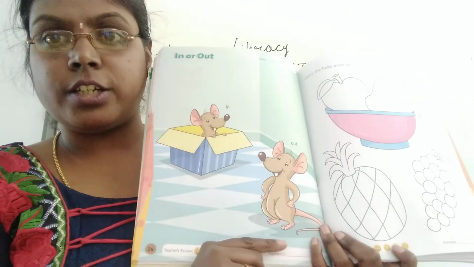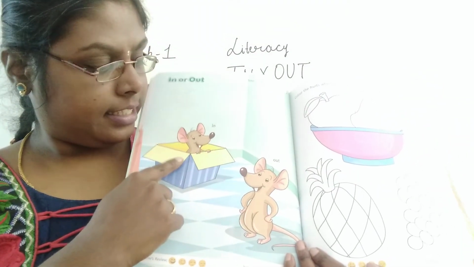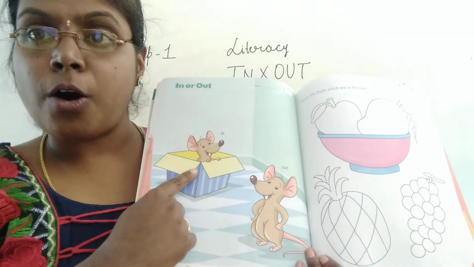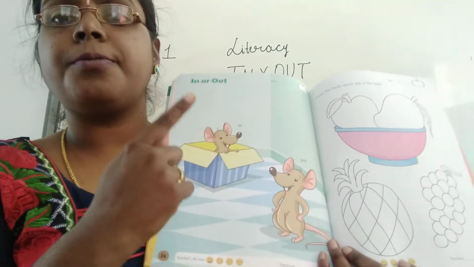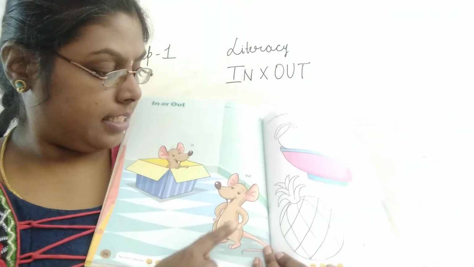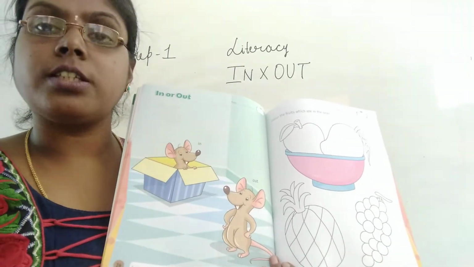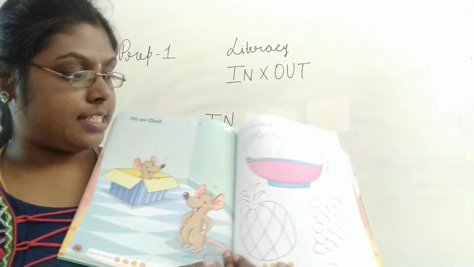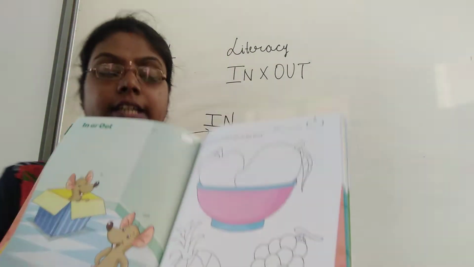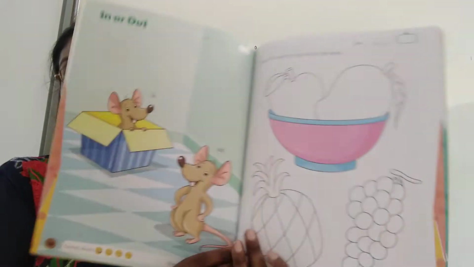What is in and what is out? Here this rat is in the box. And this rat is out of the box. Out of the box. Now, we will take an example on page number 27.